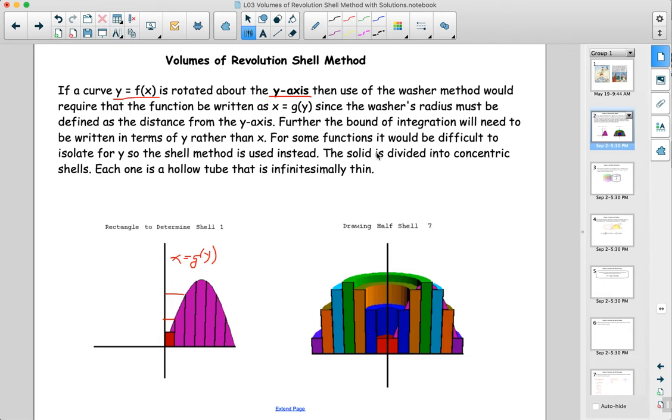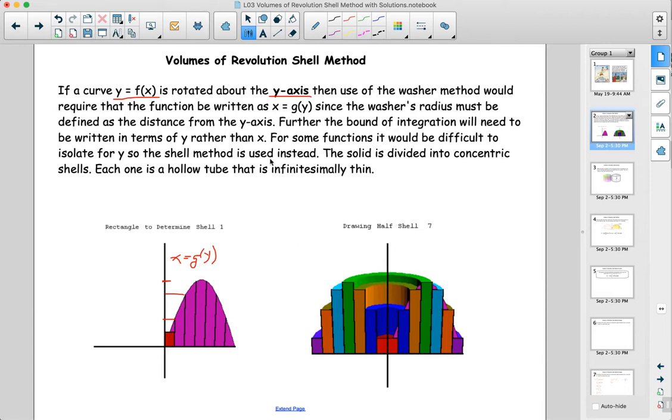I'm going to show you the shell method. If it's possible, I will show you an example. We'll do it two ways. If it's possible, you could rewrite the curve so that instead of being a function of x, it's a function of y, and then you try to use the washer method. The bounds of integration would also have to be switched, right? So instead of working on the x-axis bounds, we have to work on the y-axis bounds.